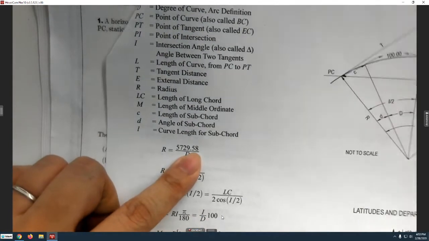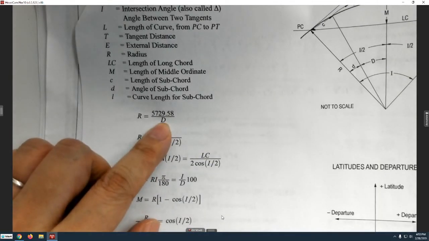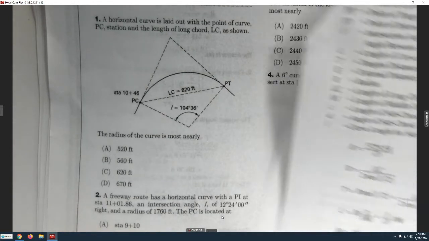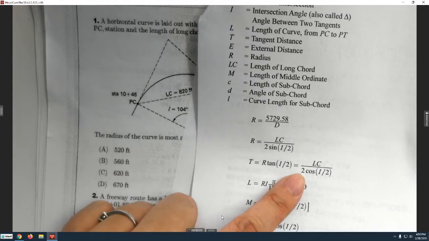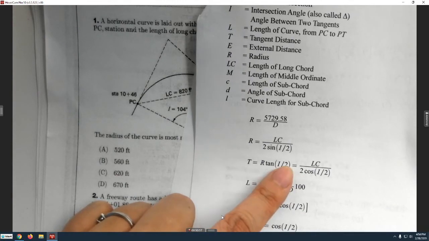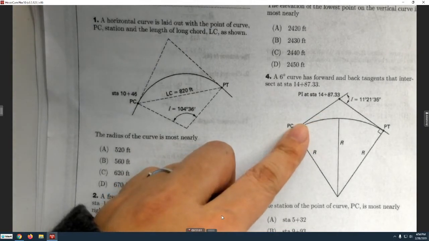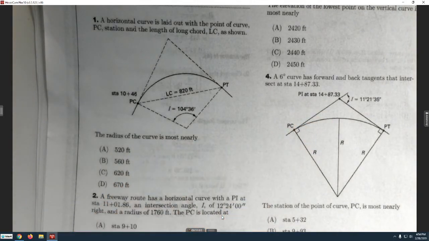So plug in 6 here, you get R. Do the calculation for R, around 950 something, and then plug in here, you get T is around 94. Then the station here minus the 94 feet, so you're going to get the answer, D.